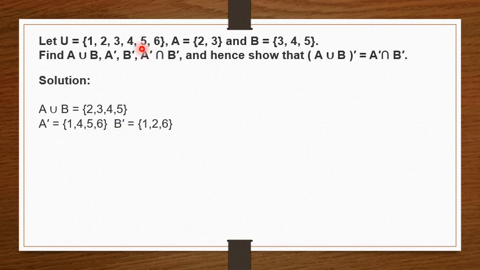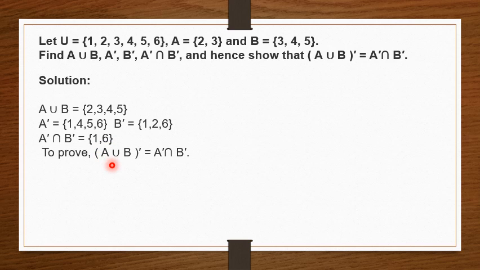Now B complement. So B consists of 3, 4, 5. We cannot write 3, 4, 5. So what are the remaining elements? 1, 2, 6. So B complement consists of 1, 2, 6. Now what we need to find? A complement intersection B complement. So what are the common elements in A complement and B complement? 1, 6. 1, 6 is present in A complement and 1, 6 is present in B complement. So A complement intersection B complement is the set consisting of the numbers 1, 6.